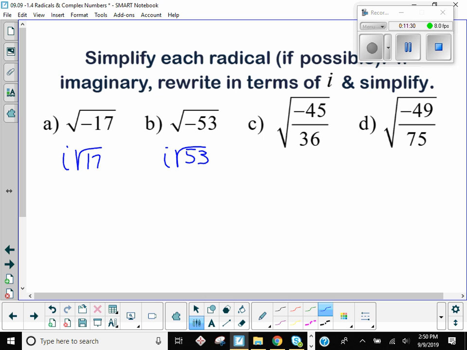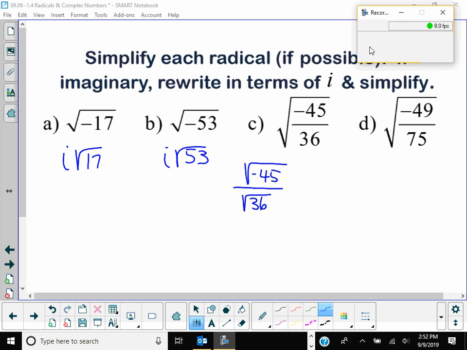So it's the square root of negative 45 on top over the square root of 36 on bottom. And you deal with them separately. So do everything we've already talked about in the top and then in the bottom, separately from each other. When you pull stuff out, it's not going to get multiplied back together. Think about the numerator being separate from the denominator. They're not part of the same thing.